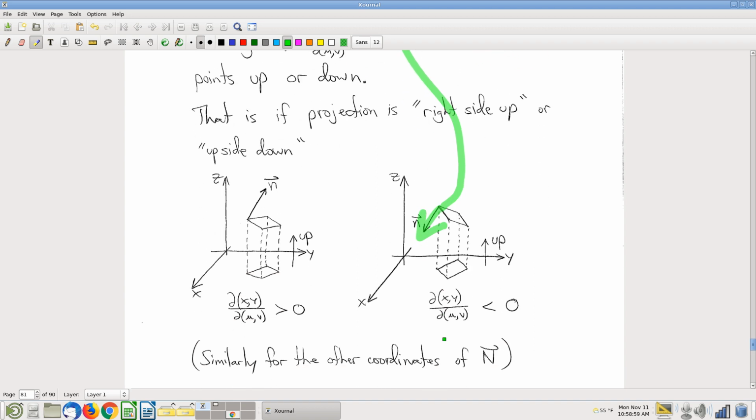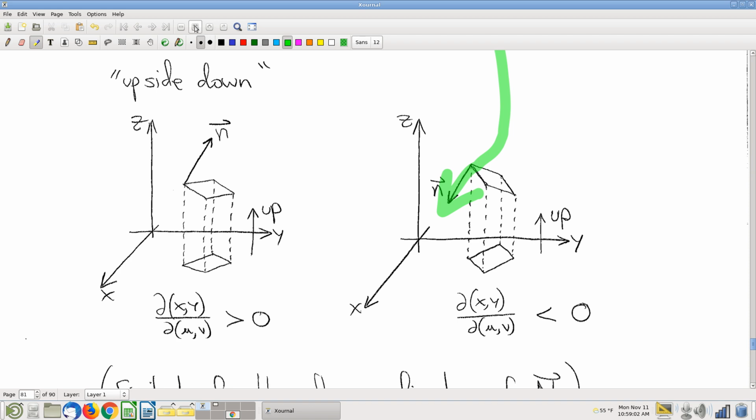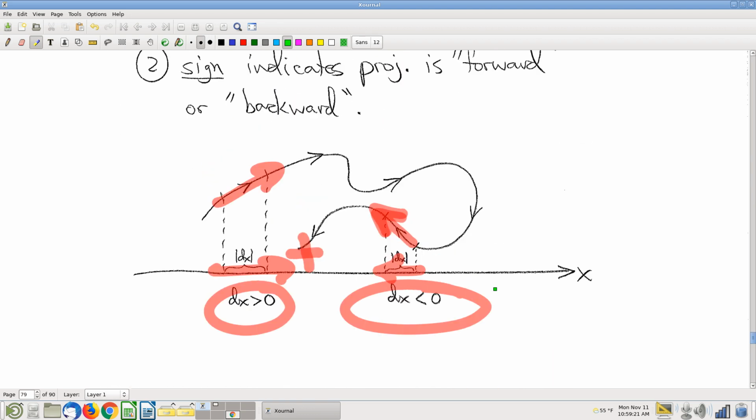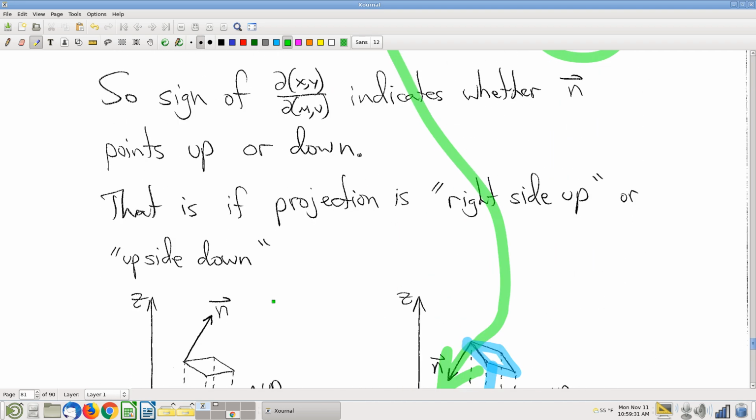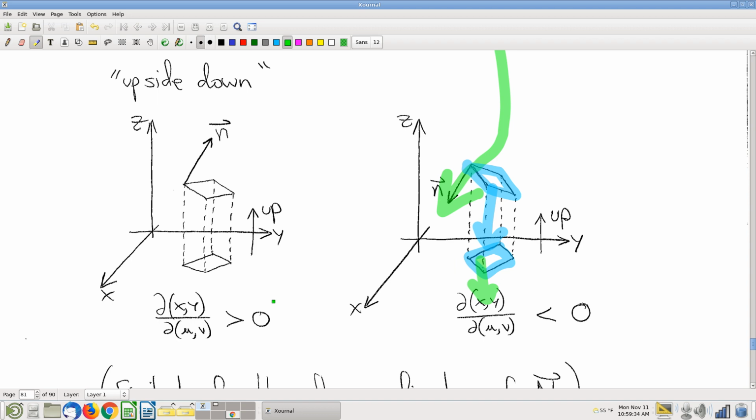And if the orientation is pointing downward, then that means that our little piece of surface, when you project it down, projects upside down. It's projecting the wrong way. Now the algebra, the geometry looks a little bit different. Here's what it looks like when a curve projects the wrong way, or projects backwards. It's going to the left instead of to the right. When a piece of surface projects the wrong way, it's pointing down instead of up.